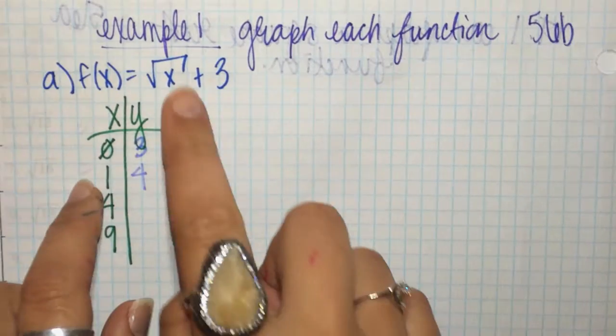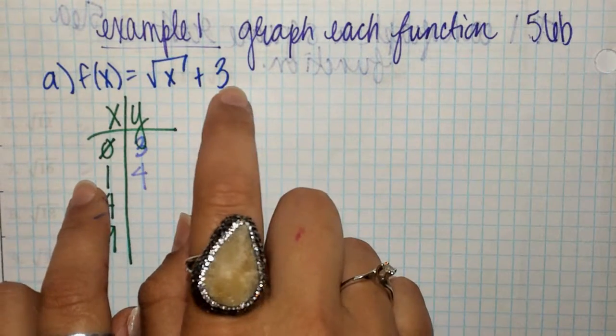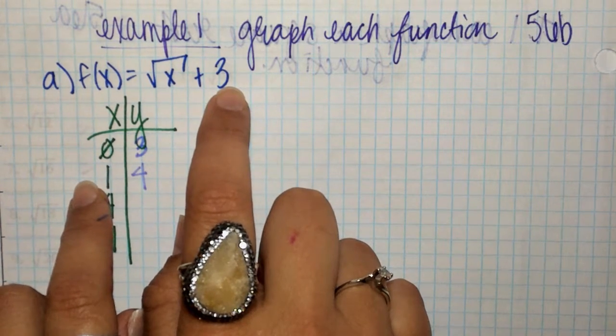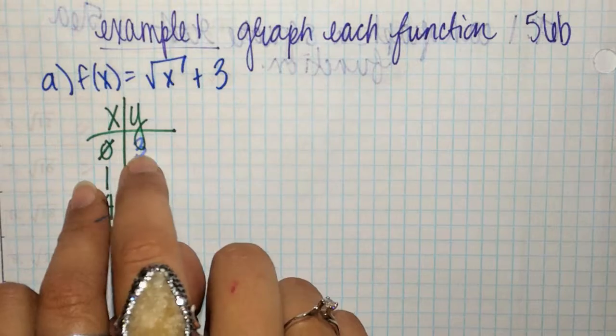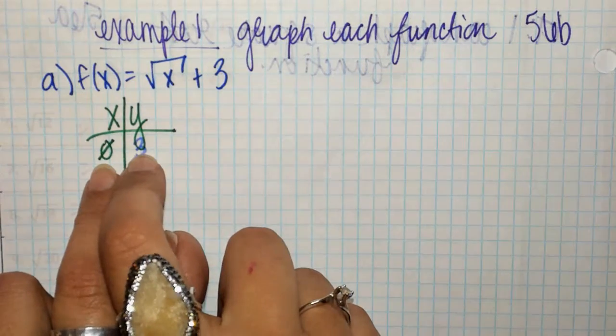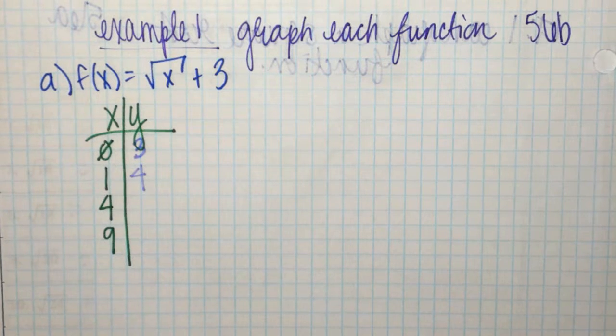The 3 is part of my problem. I'm talking about the 3 on the Y. Right here? Yeah. Because the square root of 0 is 0, and 0 plus 3 is 3. Okay, then where do you get the 4 from? Because the square root of 1 is 1 and 1 plus 3 is 4.